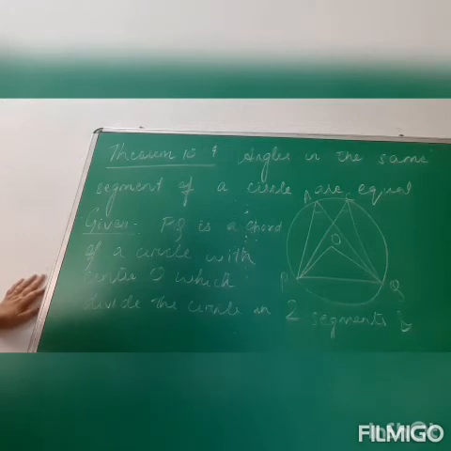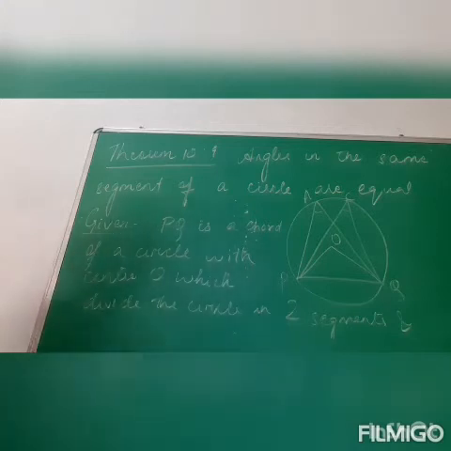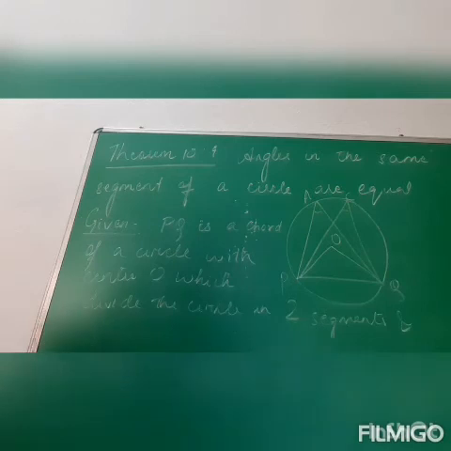Now theorem 10.9 states that angles in the same segment of a circle are equal. Angles in the same segment. I think the concept of segment and sector is clear to you all, so let us move forward. It is given here that PQ is a chord of a circle with center O, which divides the circle in 2 segments, and PAQ and PCQ are the angles of the same segment.